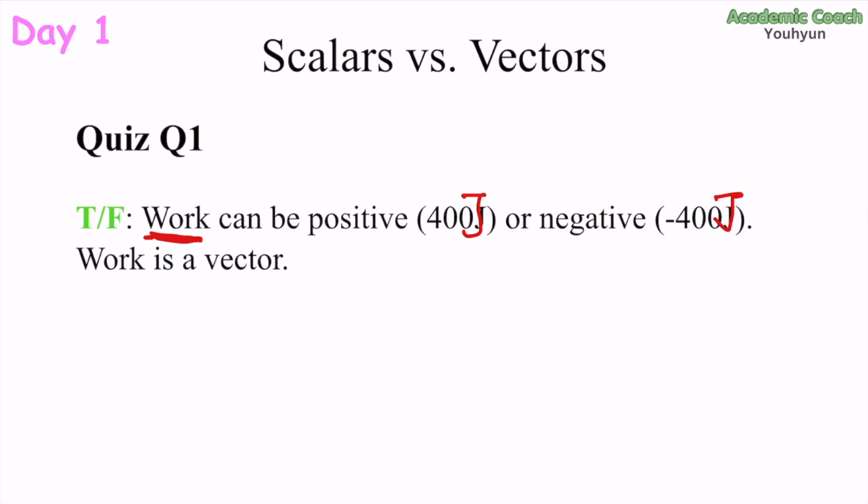So the answer is it's false. Work is not a vector. Work is a scalar quantity. So just like temperature, work is a scalar quantity that could be positive or negative or even zero.